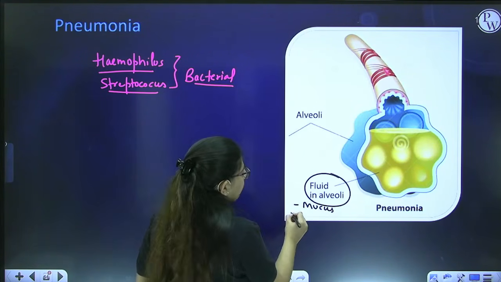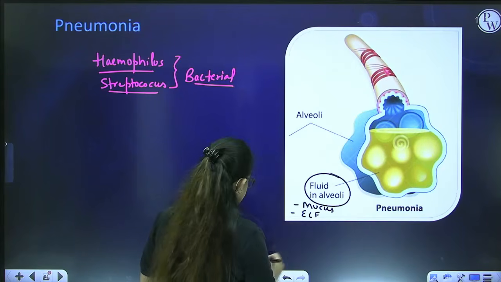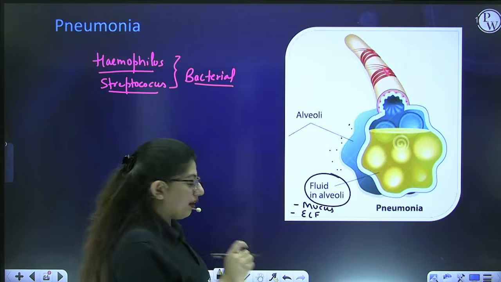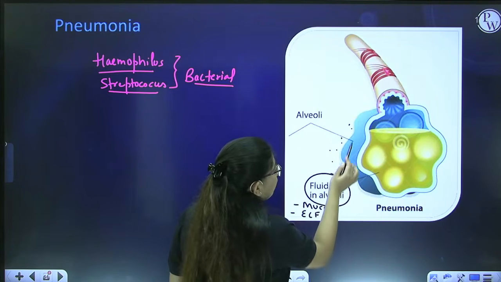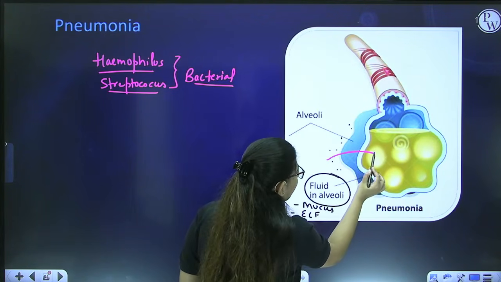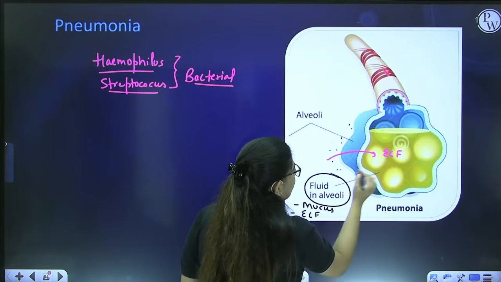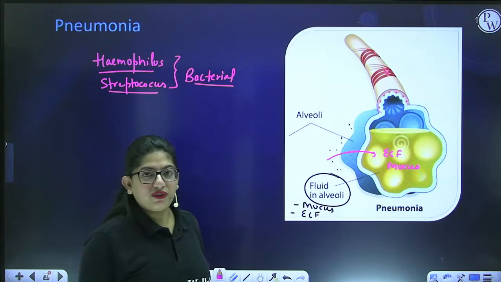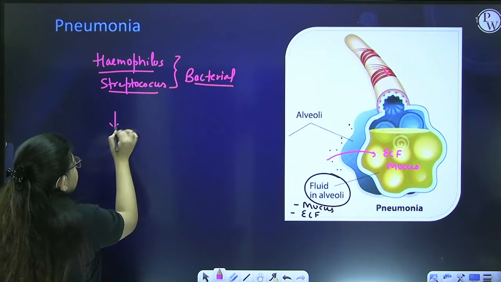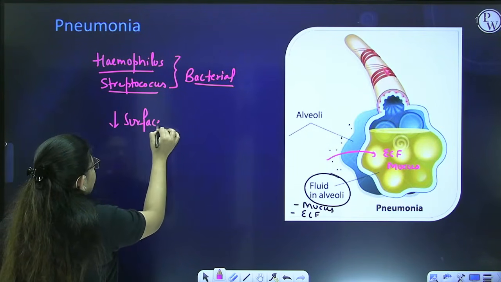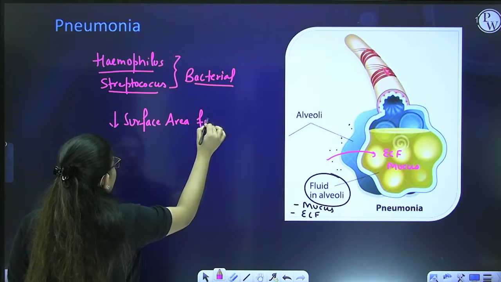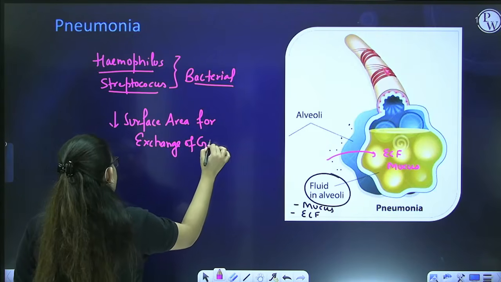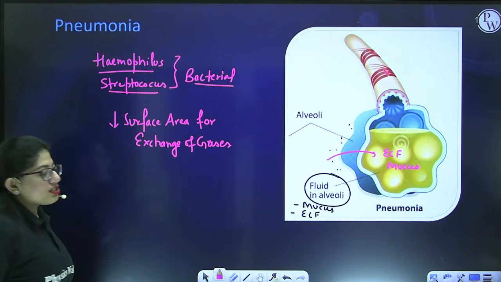Also, this fluid comes from extracellular fluid, that means the fluid present outside the tissues. Because of the virus or the bacteria, in this case the bacteria will kill these cells, leading to the entry of fluid here. So this basically contains extracellular fluid and mucus. Whenever fluid fills the alveoli, this will decrease the surface area for exchange of gases. So this is what happens in pneumonia.